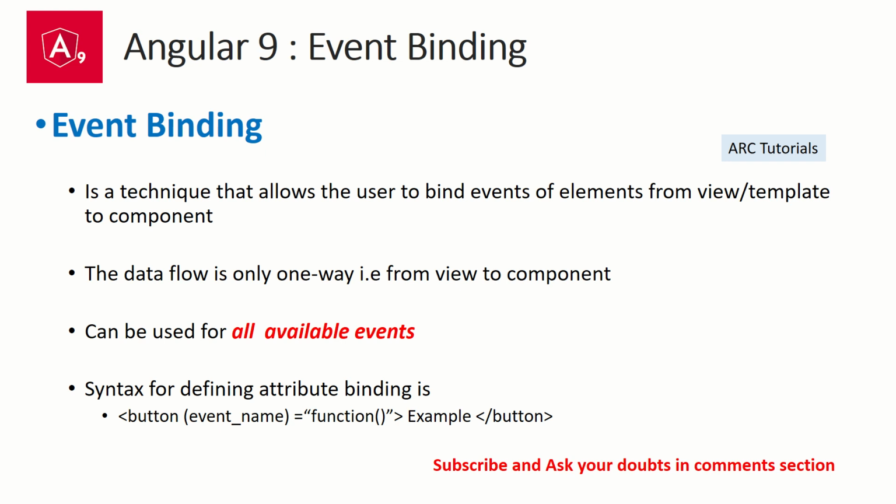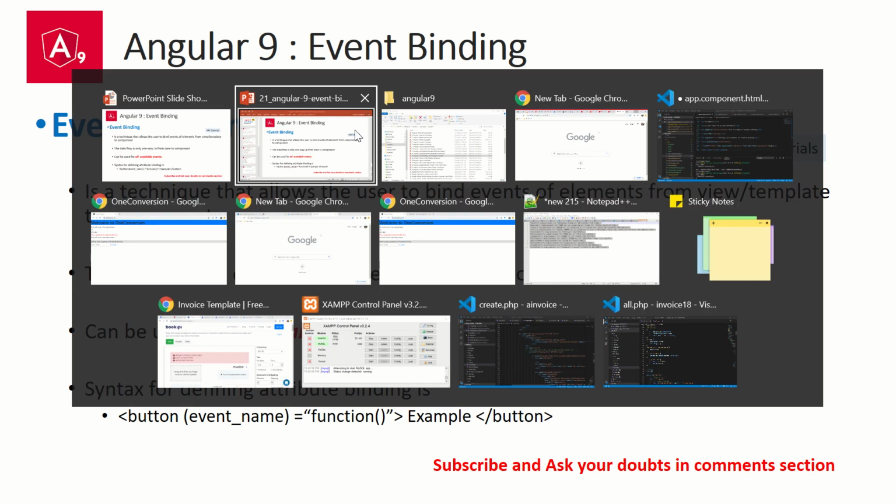And how do we write it? To do event binding, we will define the element followed by the event that we want to use. There's a mistake here. I wrote attribute binding. It should be event binding. So let's see that in practical now, and let's see how to use it.